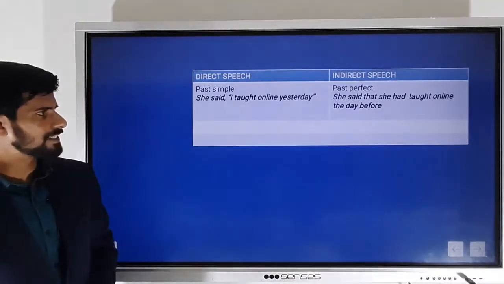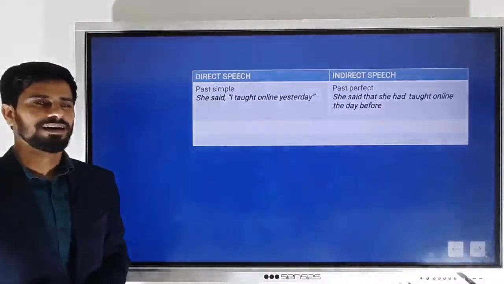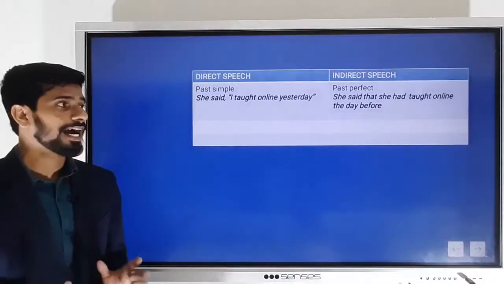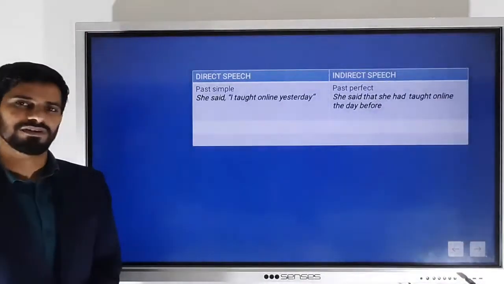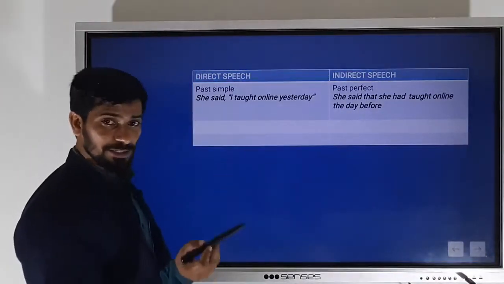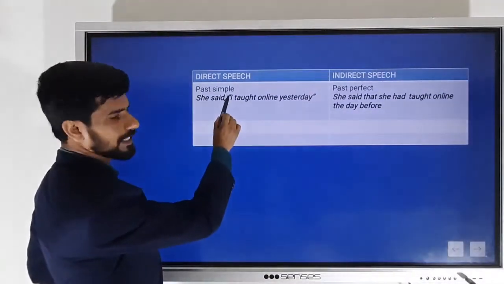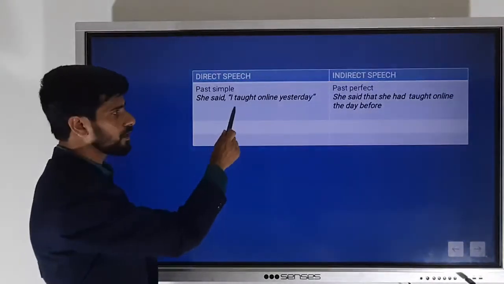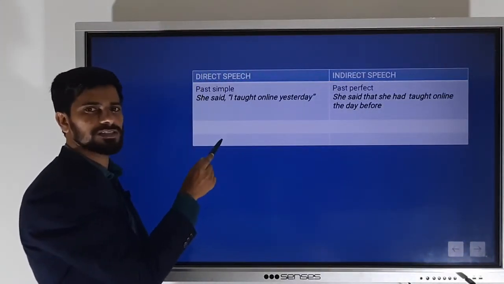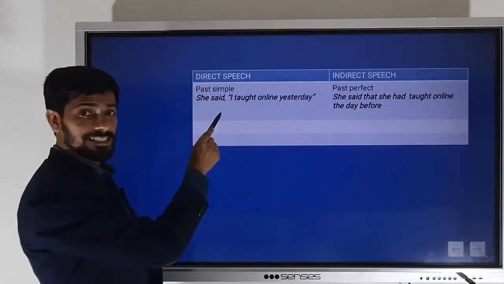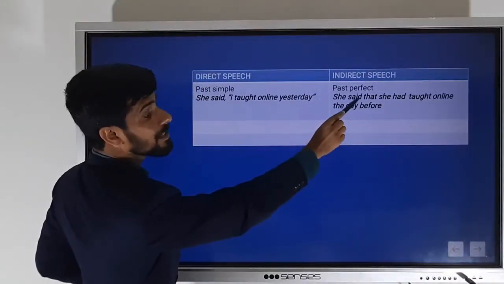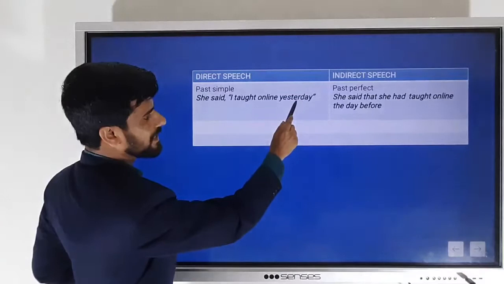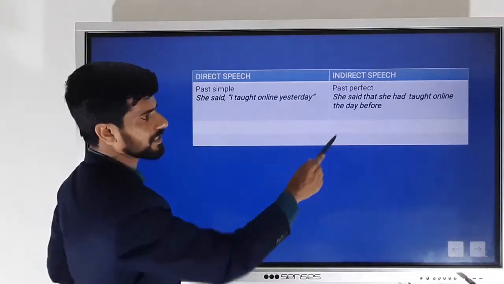For example, she said, I taught online yesterday. Then how will you convert it? She said that she had taught online the day before. You notice the changes, right? So as we said earlier, comma has been removed and the inverted comma has been removed, and I became she. The change in the pronoun. Taught is in past tense, right? Past form of teach is taught. So it will be converted as had taught, past perfect, right? She had taught online. You can see the yesterday here. Yesterday has been converted as the day before.